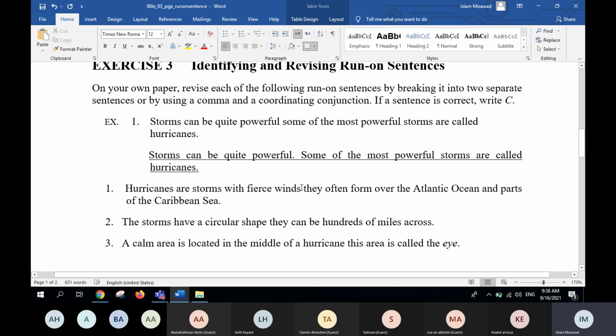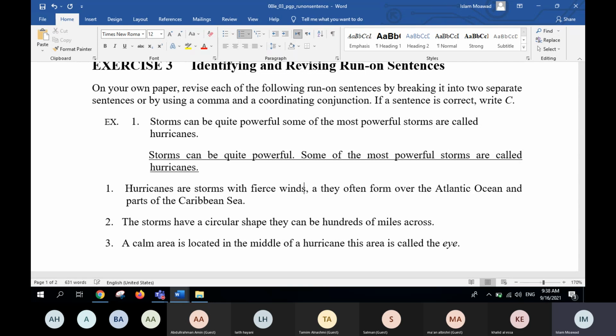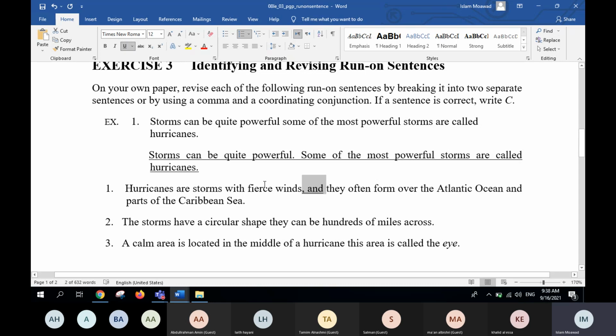That's perfect. But a comma only, and if we stop and put a comma like this, we make a mistake called a comma splice. So we need to add "and." That's how we fix it. So do this in your book, guys. Comma, and they often form over the Atlantic Ocean. That's how we fix the sentence.